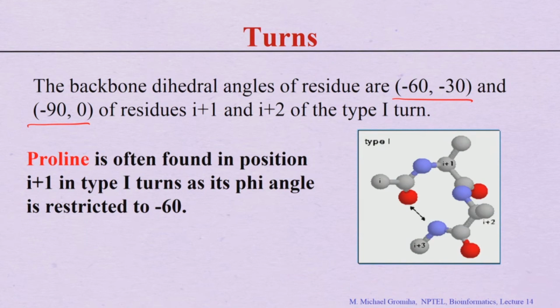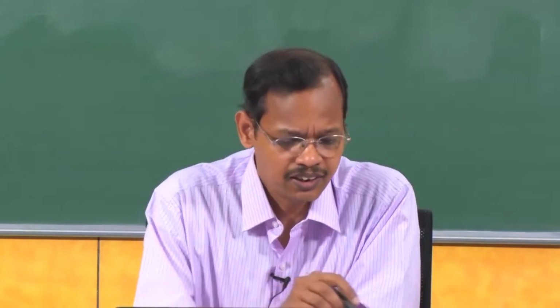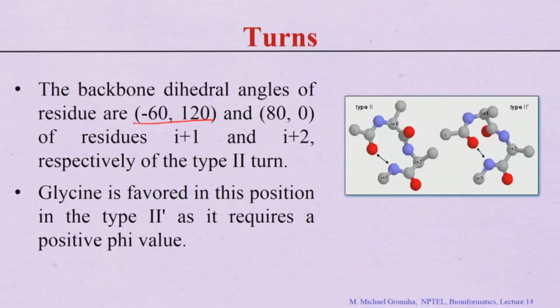If we look into the frequency of occurrence of amino acid residues in the turns, you can see proline is the residue that occurs quite often at position i plus 1 in type 1 turns, because the phi angle is restricted to minus 60. I will discuss the phi and psi angles in a few minutes. Then in type 2 turns, the dihedral angles are minus 60, 120 and 80, 0 for i plus 1 and i plus 2. Here glycine is the favored residue for type 2 turns.